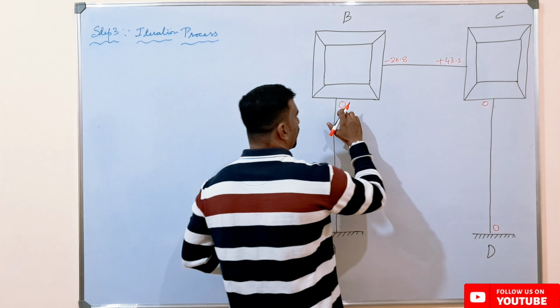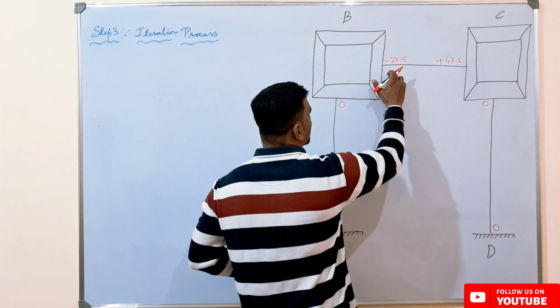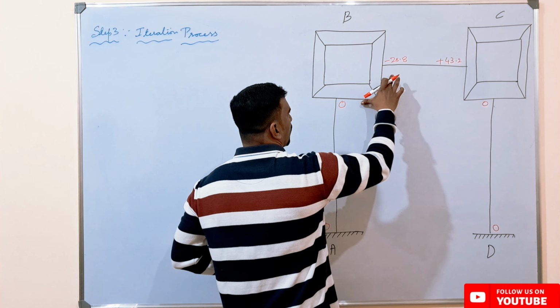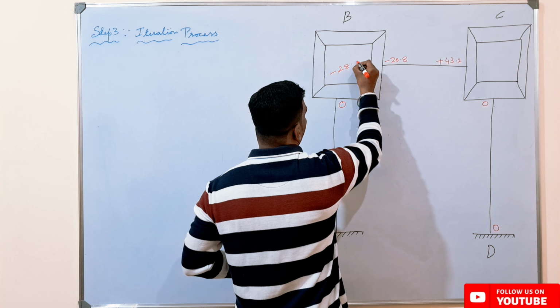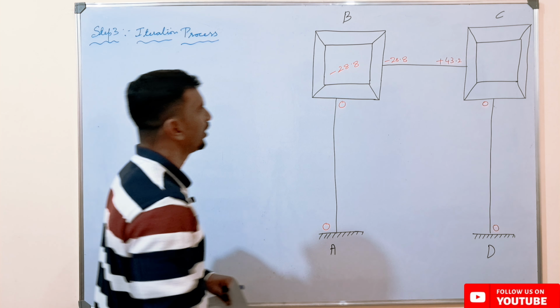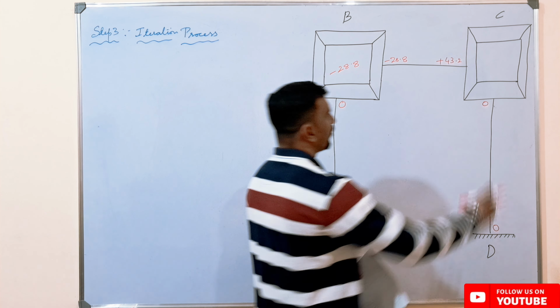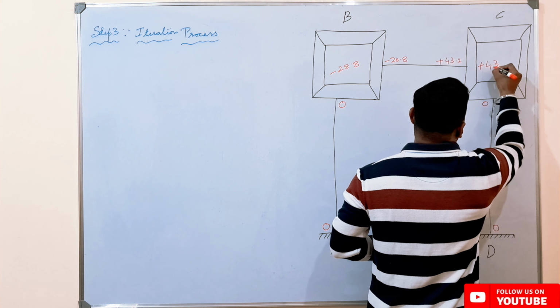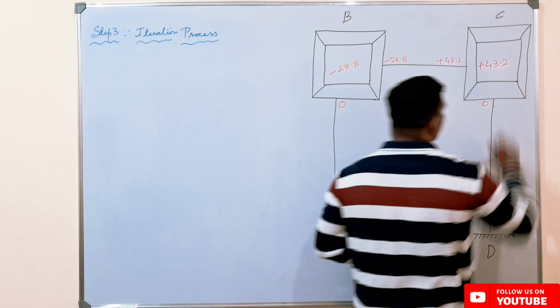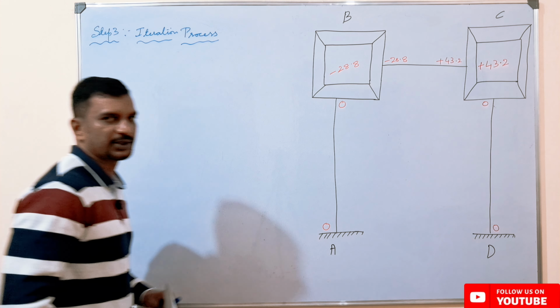So this is 0 from B to A and from B to C it is minus 28.8. So if we take the summation of these two, we are getting a value of minus 28.8 kilonewton meters. Similarly, for joint C over here, if we take the summation, it will be plus 43.2 kilonewton meters.